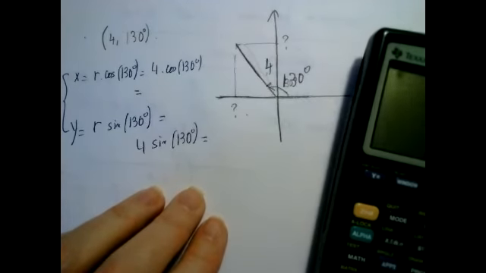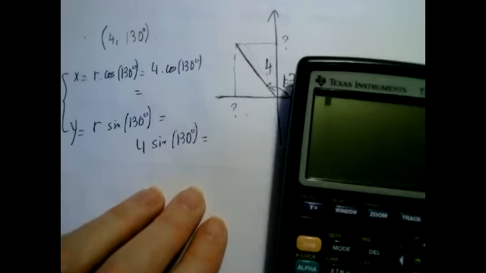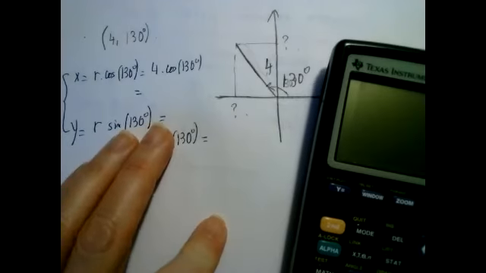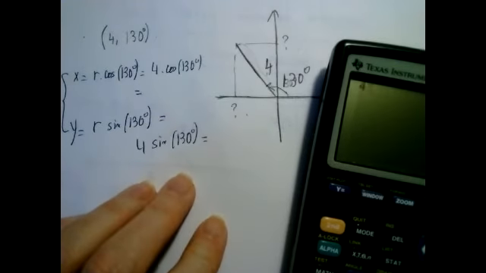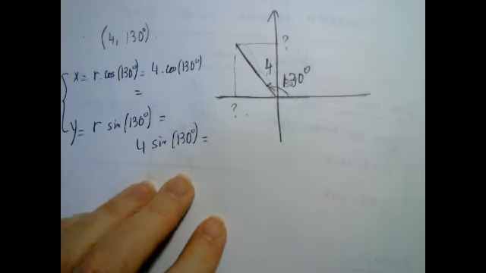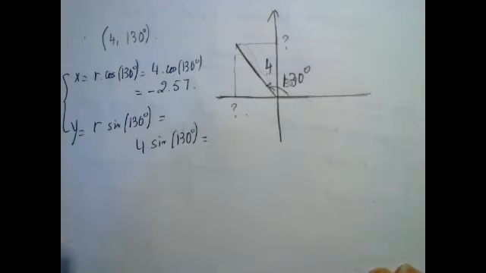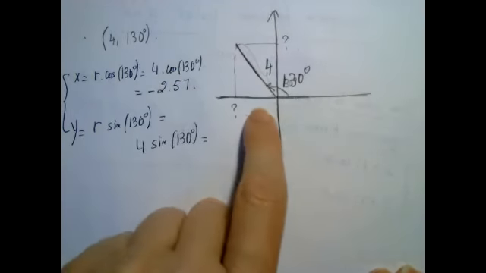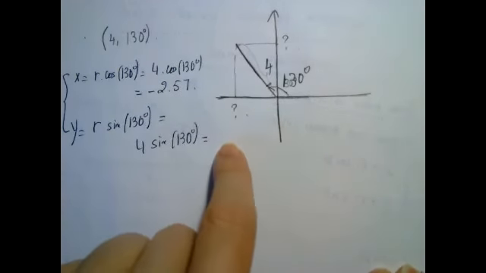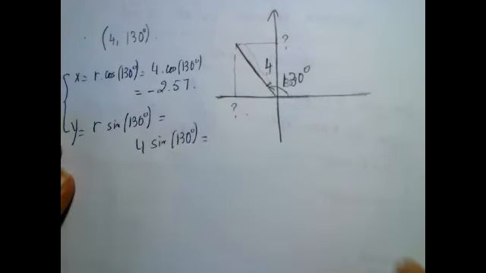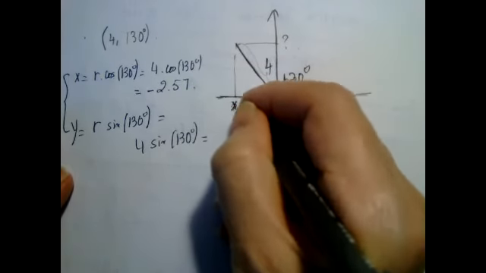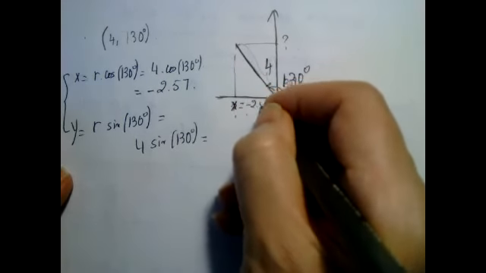Anybody figure them out faster than I do? How much is the x? Thanks, Travis. So it's minus 2.57. We expect a negative answer. Anything but negative will be wrong, because when we drew the picture, we know the x coordinate has to be negative. So this here is minus 2.57.